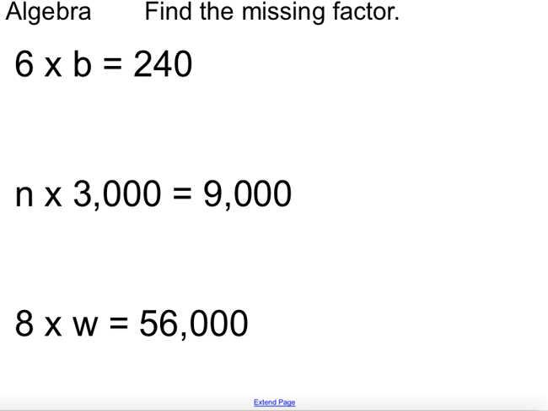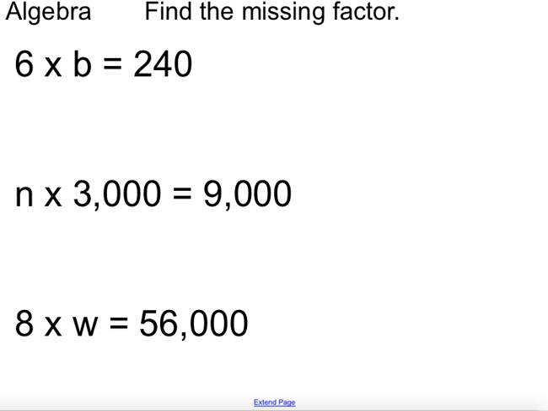So we're going to lift it a little bit and talk about that word algebra. And we did before in class talk about that. We talked about a variable. A variable is the letter. So in this case, we have the letter B, the letter N, and the letter W. All stand for an unknown value, which we have to solve for.